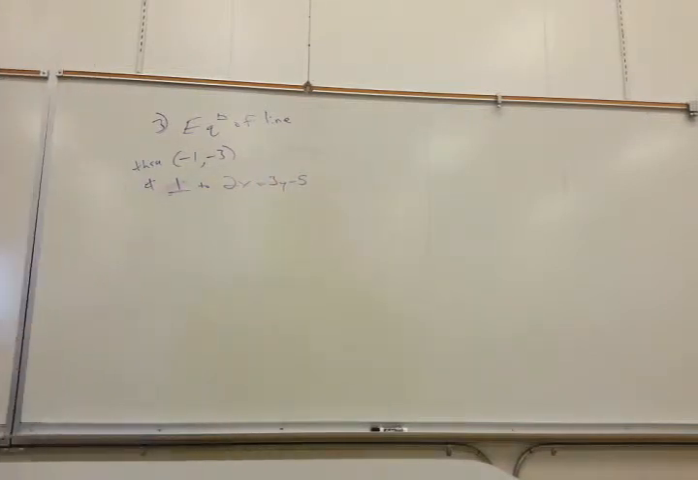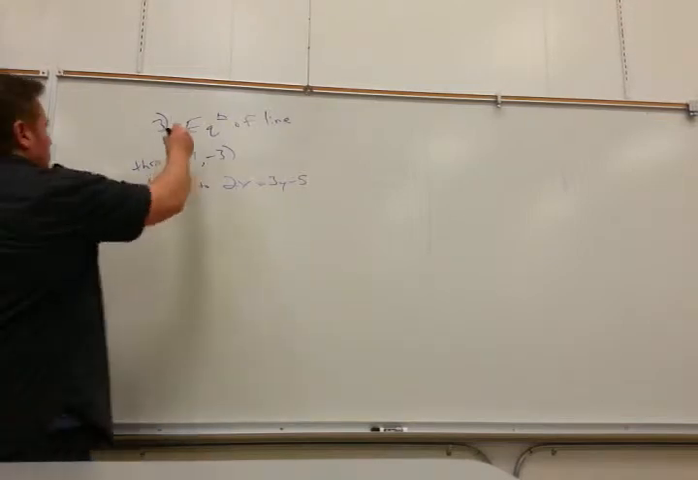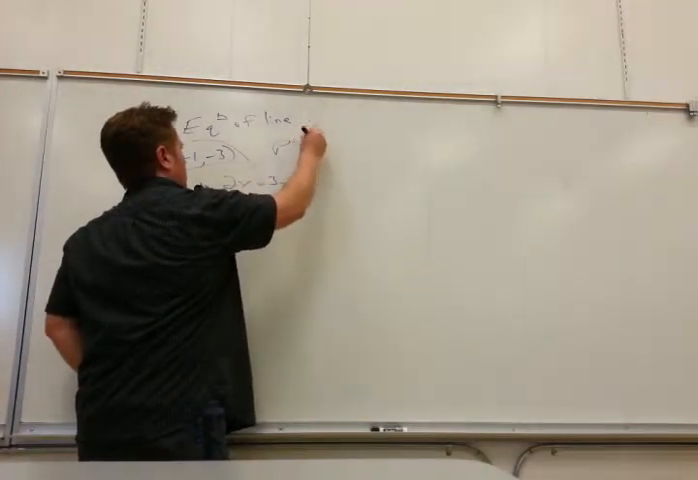Whenever you see a question that says, find the equation of the line that, you need 2 things from the information they give you. You need the slope, and you need a point. Whatever they tell you, those are the two things you're looking for. So here's my point.